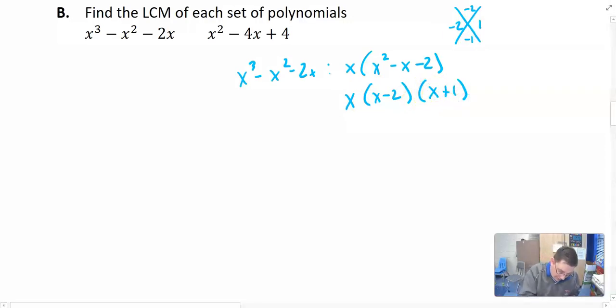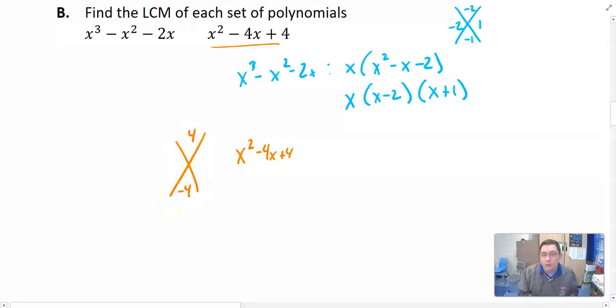We do the same for the x squared minus 4x plus 4. That one's just going to x puzzle. 4 on top, negative 4 on the bottom. So what's going to multiply to 4 but add to negative 4? That's negative 2 and negative 2. So that's going to be x minus 2 times x minus 2, or just x minus 2 squared.